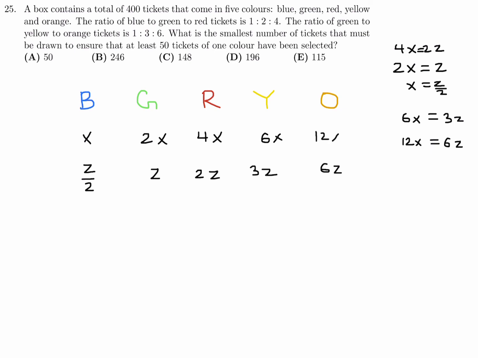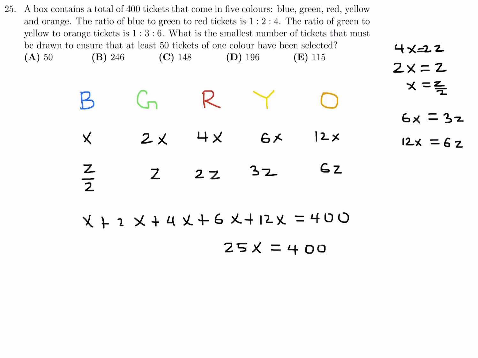So put that here. So I can add all these guys up. And if I do, that will equal 400. So X plus 2X plus 4X plus 6X plus 12X is equal to 400. So what does that give me? 3, 7, 13, and 25. So 25X is equal to 400. So that means X is 16.